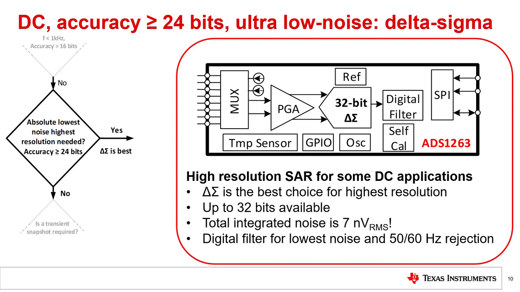Finally, for the ultimate low noise DC precision measurements, Delta Sigma converters are the best option. These devices can have resolution up to 32 bits and can have ultra low noise. The ADS1263, for example, has a total integrated noise of only 7 nanovolts RMS. Furthermore, the integrated digital filter can be configured to reject both 50 and 60 Hz noise.